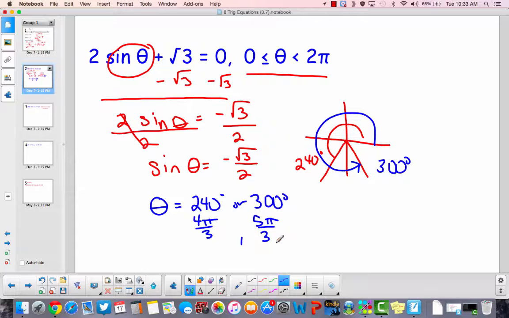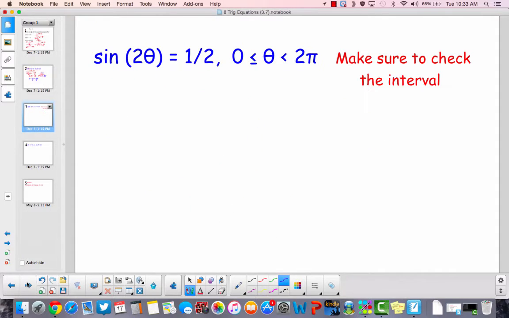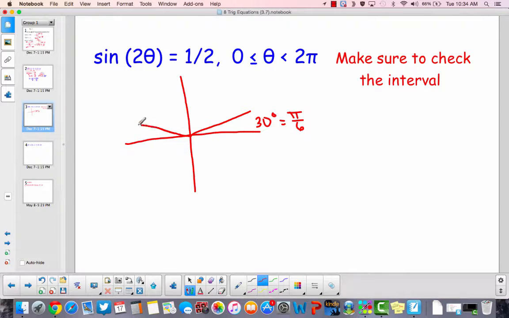All right, let's look at the next example. This one, sine of 2 theta is equal to 1/2. So where is sine positive? Well, sine is positive in the first and the second quadrant. Where is sine of theta 1/2? Well, if we have 30 degrees, which is pi over 6, or if we have 150 degrees, which is 5 pi over 6.